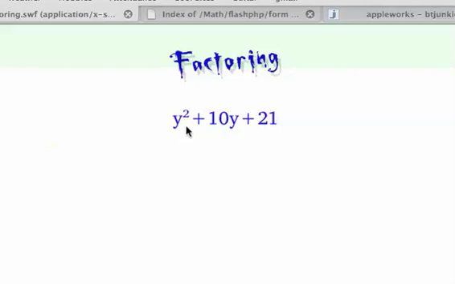Here is a level 1 type question. We have y squared plus 10y plus 21. We're being asked to factor this.